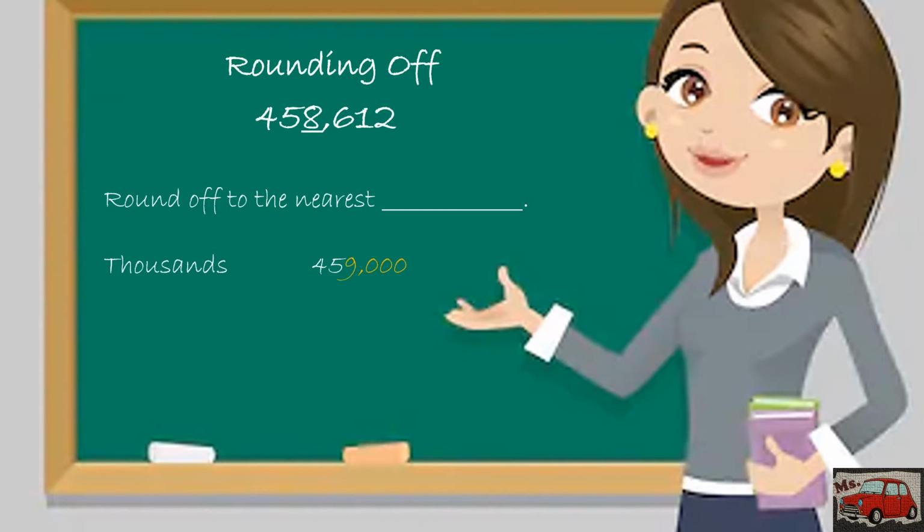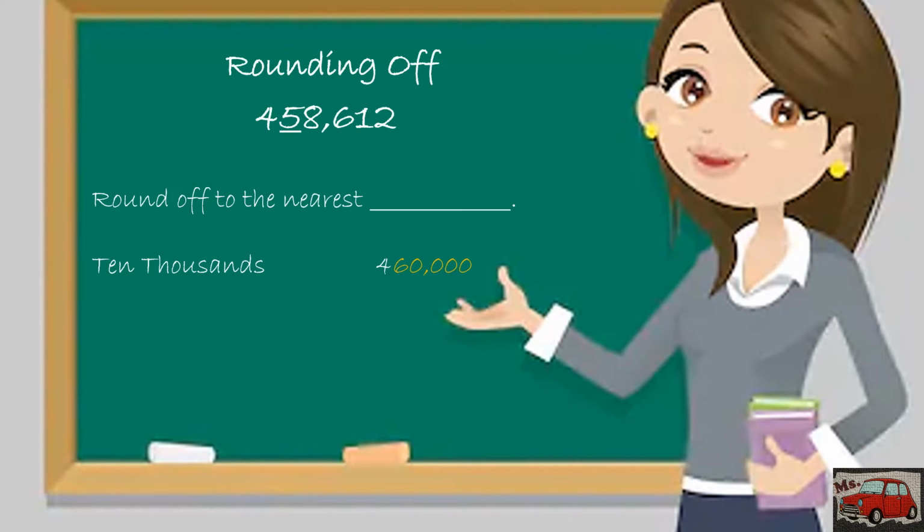Okay, round off to the nearest thousands. So, ang thousands natin dun sa number na yon is 8. So, since ang katabi ni 8 sa kanan is 6, 6 is more than 5, therefore, madadagdagan ng isa yung 8. Okay, then magiging 9 siya. Tapos, yung 6, 1, 2, magiging 0 lahat ng yun. So, when we round off the 458,612 to the nearest thousands, it will become 459,000.